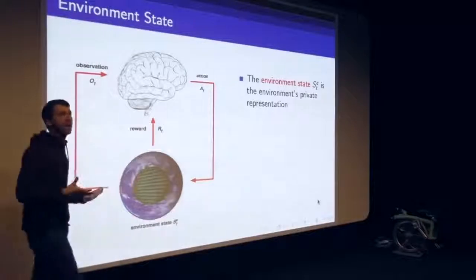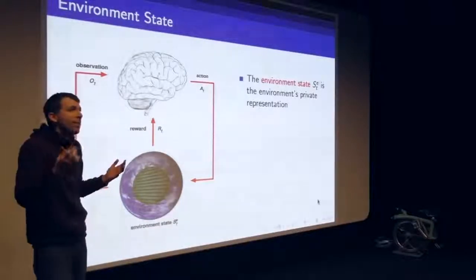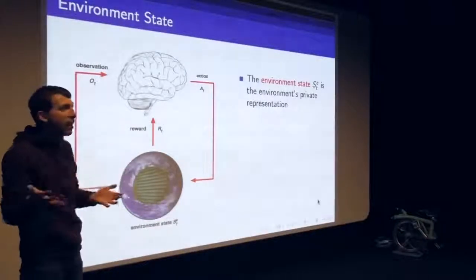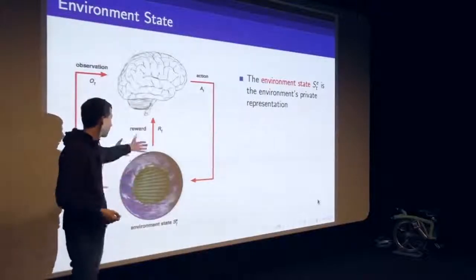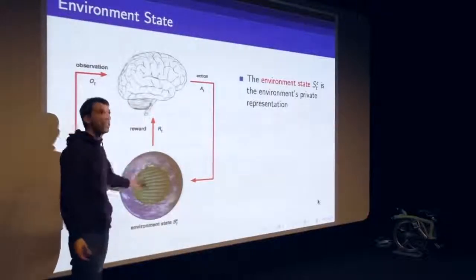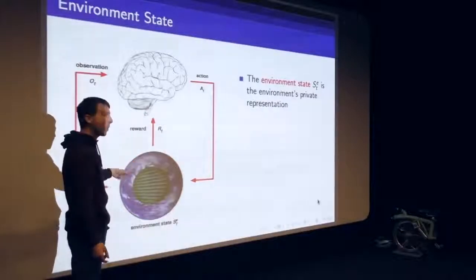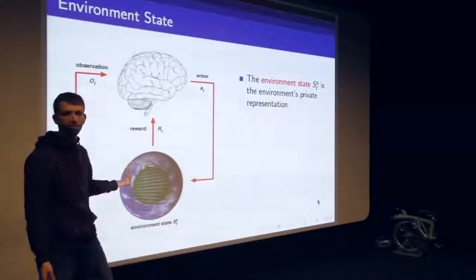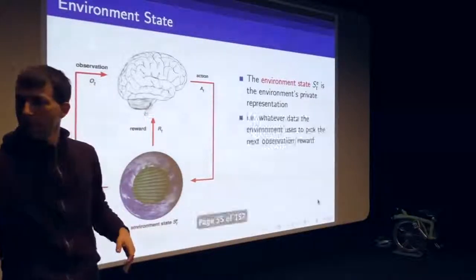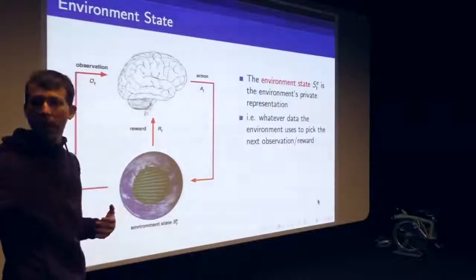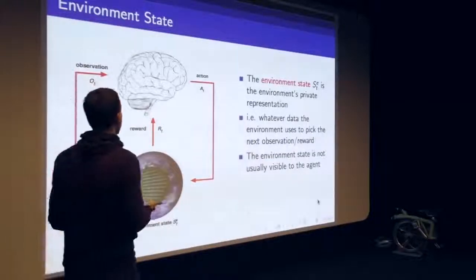And so we call that the environment state. Informally, if you were to ask what state the environment is in, it's the set of numbers contained in here, the information that is necessary to determine what happens next from the environment's perspective. So the special thing about the environment is that it's not usually visible to the agent.